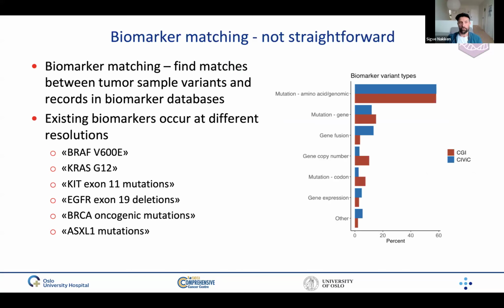One thing I would like to convey is that the whole process of matching variants in the tumor towards biomarker records in these databases is not that straightforward, because biomarkers can occur at different resolutions. By far, most of the biomarkers are very accurate, so they occur at the exact amino acid or genomic position level. But you can also have them at the codon level, you can have them at the exon level, with particular consequence types in particular exons, and you can even have types of mutations that carry an oncogenic effect. PCGR tries to address all of these kinds of settings when it finds biomarkers in the tumor sample.